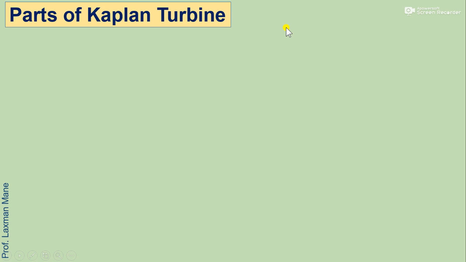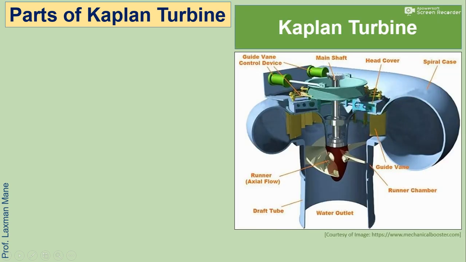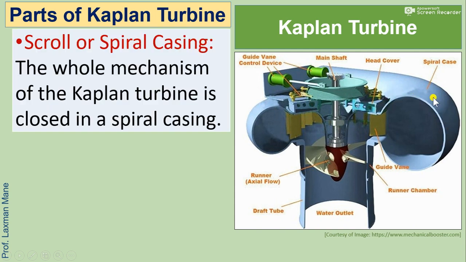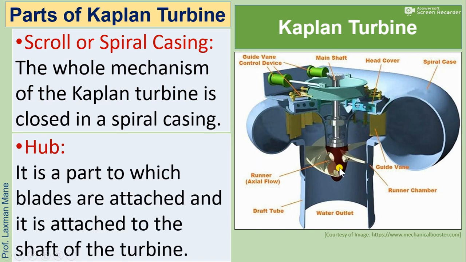Now we will study different parts of Kaplan turbine. So here is an image of Kaplan turbine. This is spiral or scroll casing. So the whole mechanism of Kaplan turbine is enclosed in a spiral casing, so its area is varying. The central part to which the blades are fixed is called as hub, which is connected again to the shaft of the turbine, and this lower part of the turbine is called as draft tube.